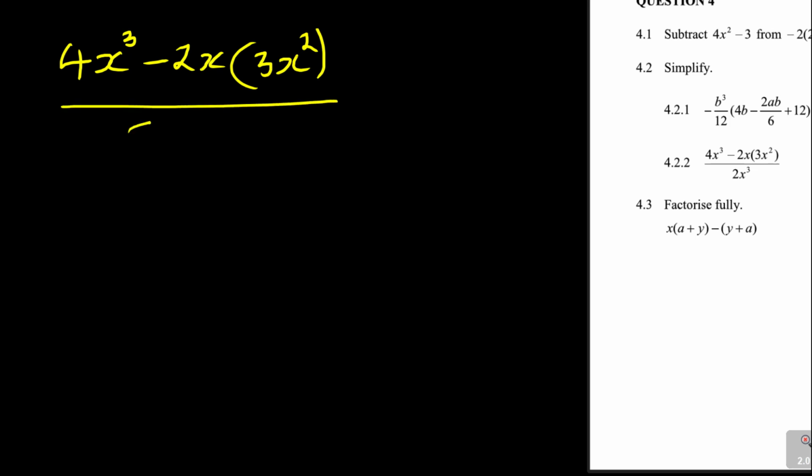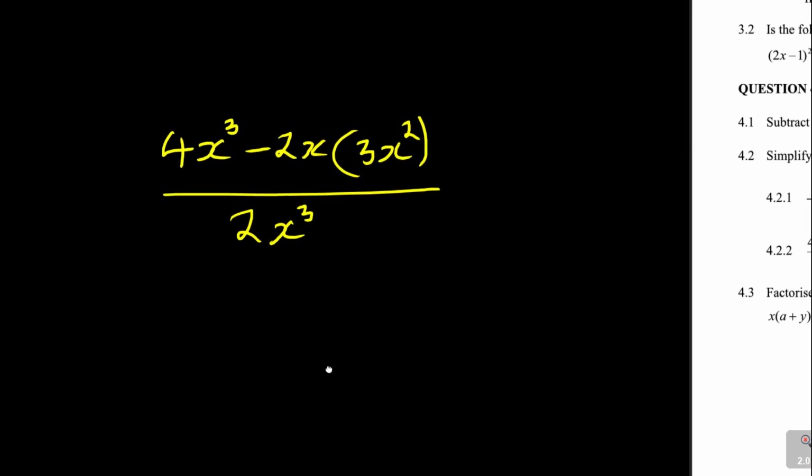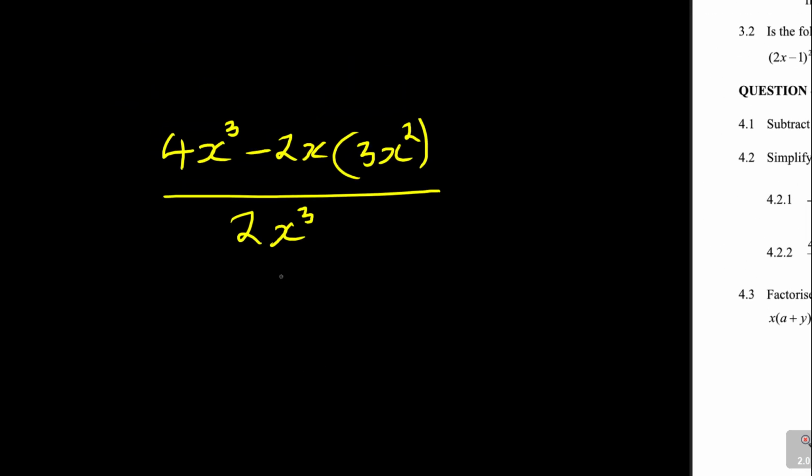There it is. Simplify. I think I'll take this as the last one. It's 4x cubed, minus 2x bracket 3x squared, over 2x cubed. Very important concept. Look at this one. What do you do here? Be very, very careful. Don't start doing things like I want to cancel and I want to cancel and then I want to cancel like this.